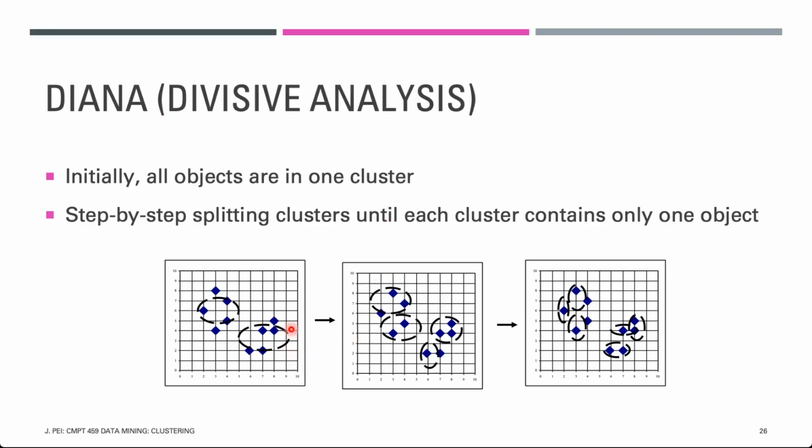For example, here at the very beginning, we put all the objects into one cluster, and then we partition the objects into two clusters here. And in the next iteration, we can further partition a larger cluster into smaller ones. And this partitioning process can continue iteratively until each cluster contains only one object.